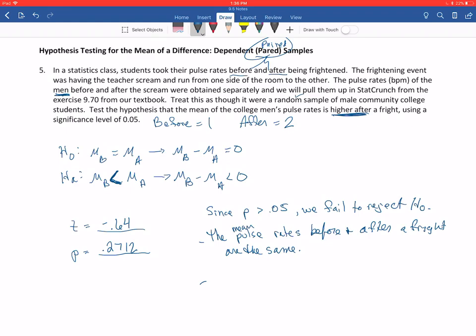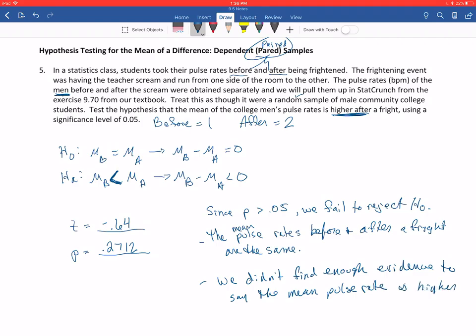Or we could kind of say that in the other version, where we say something like, we didn't find any evidence, or find enough evidence to say the mean pulse rate is higher after a fright. You don't have to write it out both of those ways, but that's just both ways that you could interpret it.